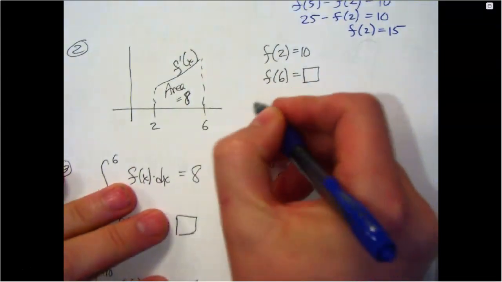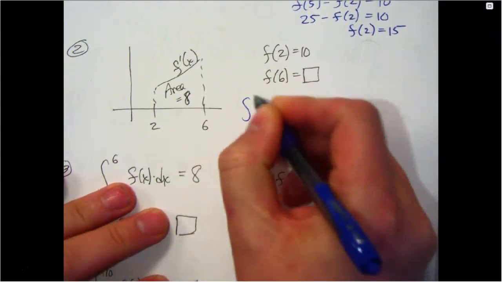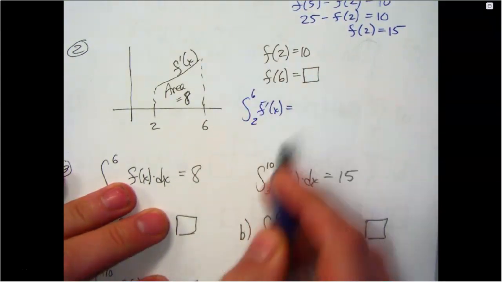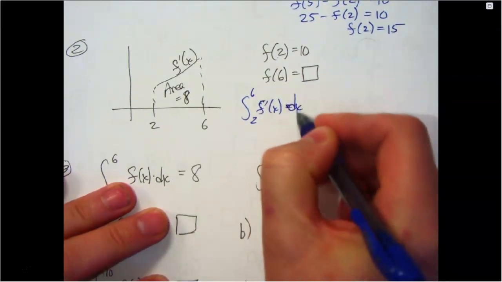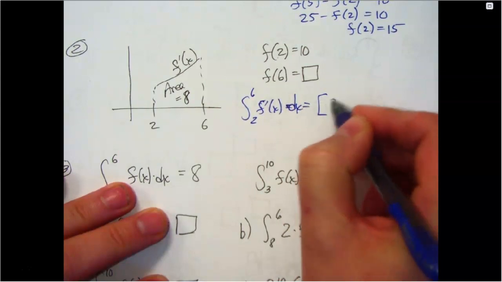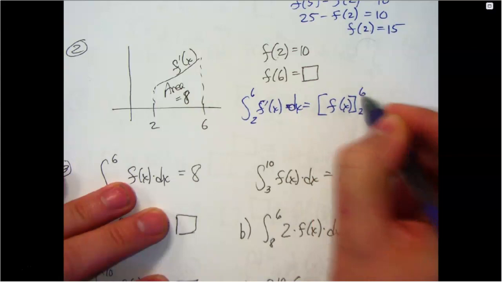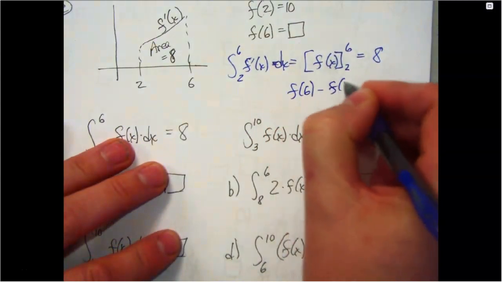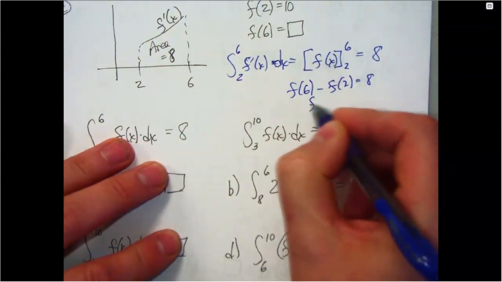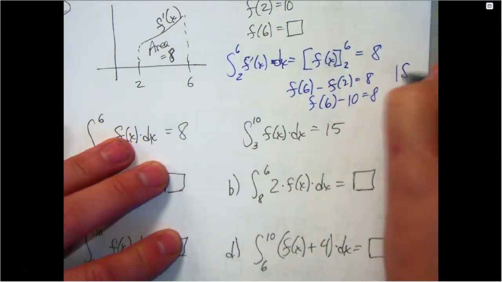So, the more official process way, I guess, would look like this. You're setting up the integral of f prime of x, and that comes out to F of x between 2 and 6, and that area equals 8. F of 6 minus F of 2 equals 8. F of 6 minus 10 equals 8. You'll end up with 18.